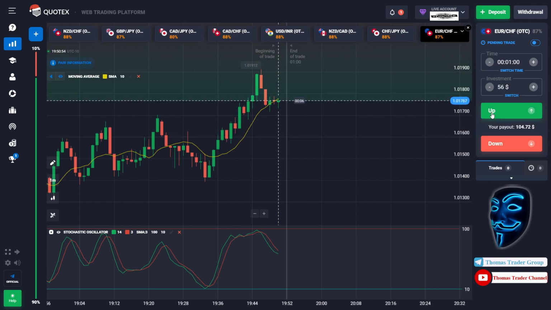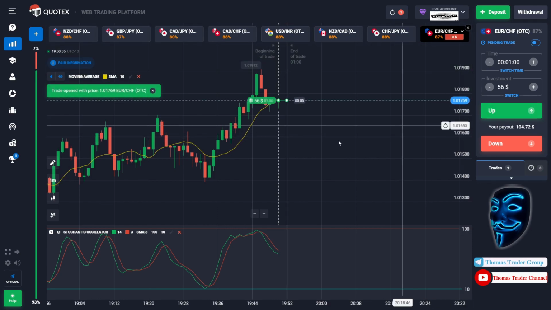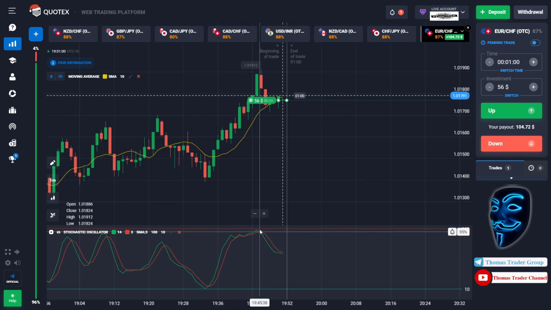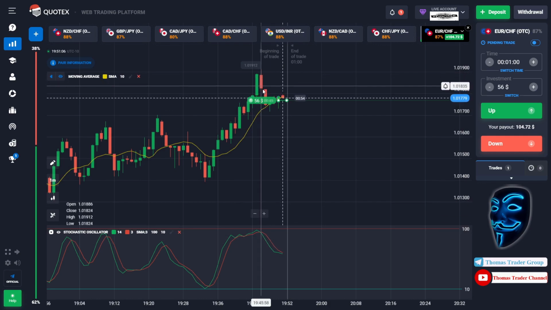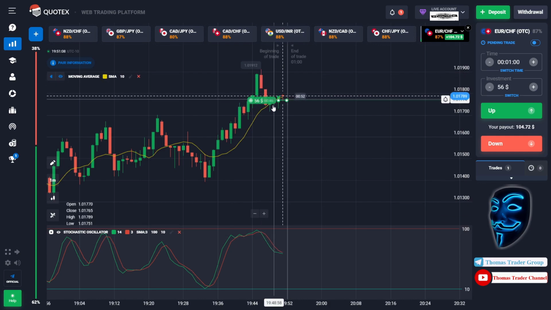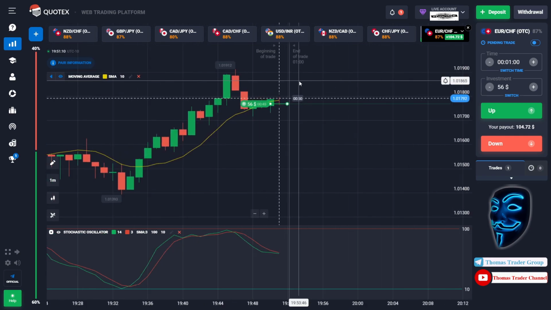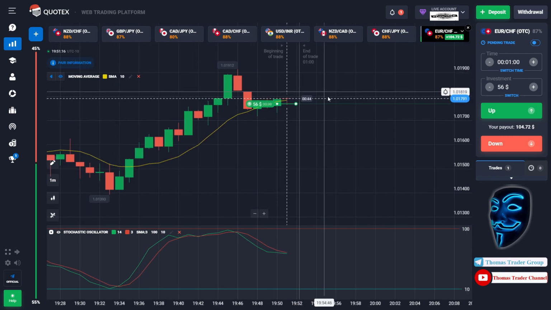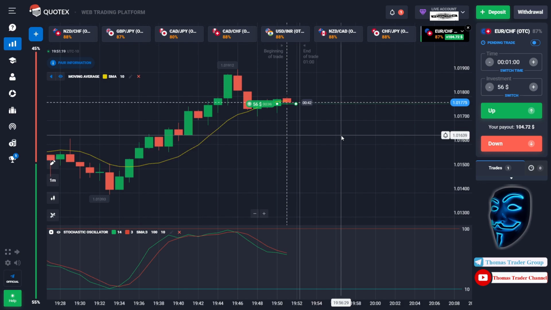Over here we can open buy for 1 minute. As you can see, the market is going bullish and the market has already touched the overbought area. When the market touches the overbought area, it will make a rebound and a correction to the moving average line. When the market touches the moving average line, it will make a rebound and continue the bullish trend. Let's prove it and wait till the end of our trade.